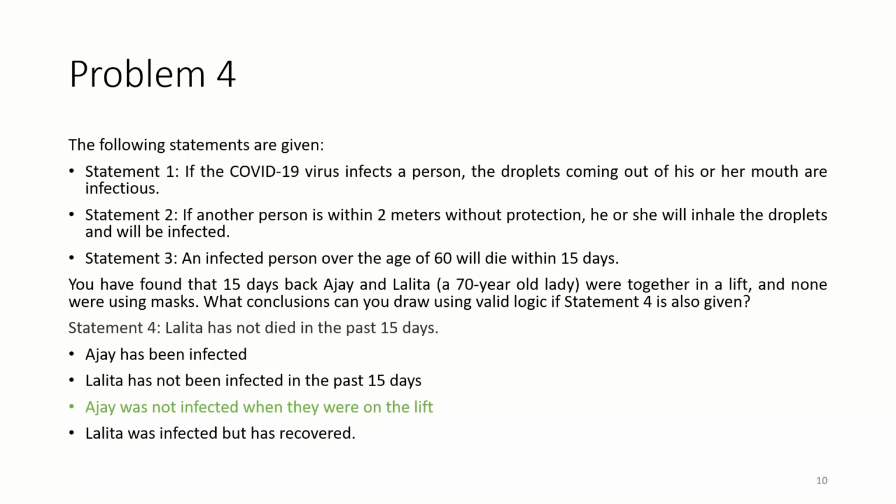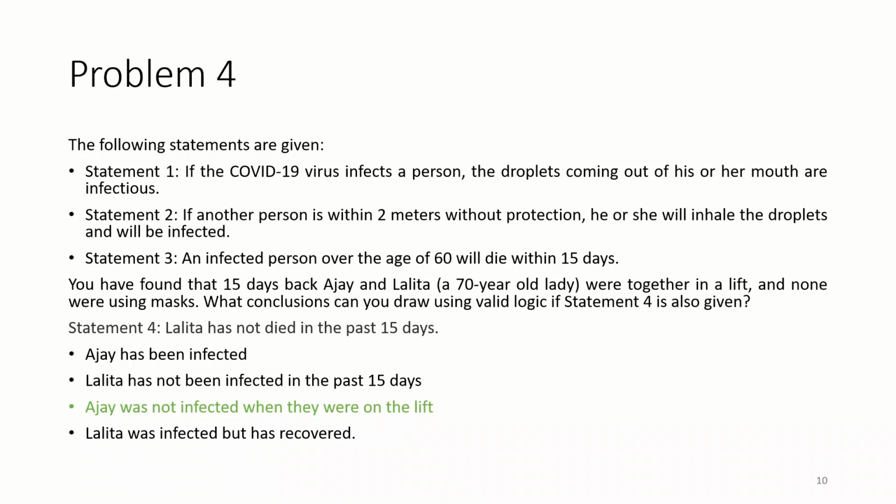Statement 4 clearly says she has not died in the past 15 days. That means she is alive, which means she is not infected in the past 15 days. So what should be the answer? B and C. Yeah, I also think so. It could even be the D option. Actually, I also think so. B and C, because of the probability.